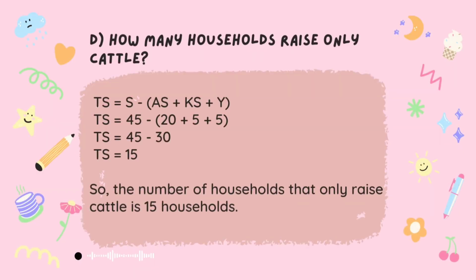To the question, how many households raise only cattle? We assume that households that only raise cattle are TS. So TS equals S minus (AS plus KS plus Y) equals 45 minus (20 plus 5 plus 5) equals 45 minus 30 equals 15. So the number of households that only raise cattle is 15 households.